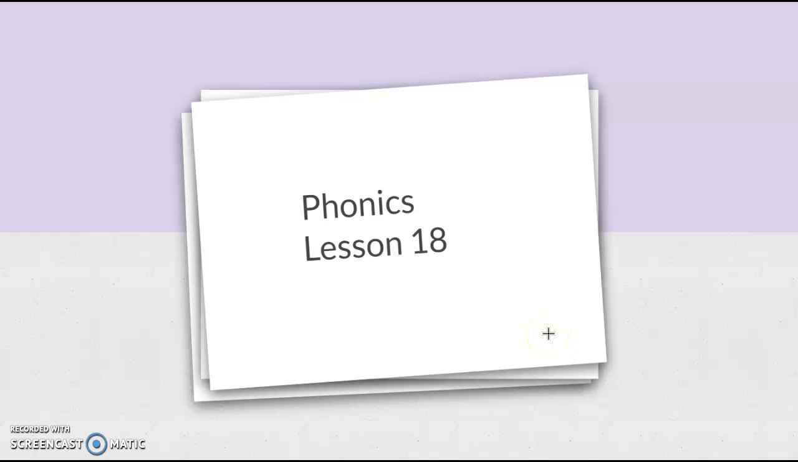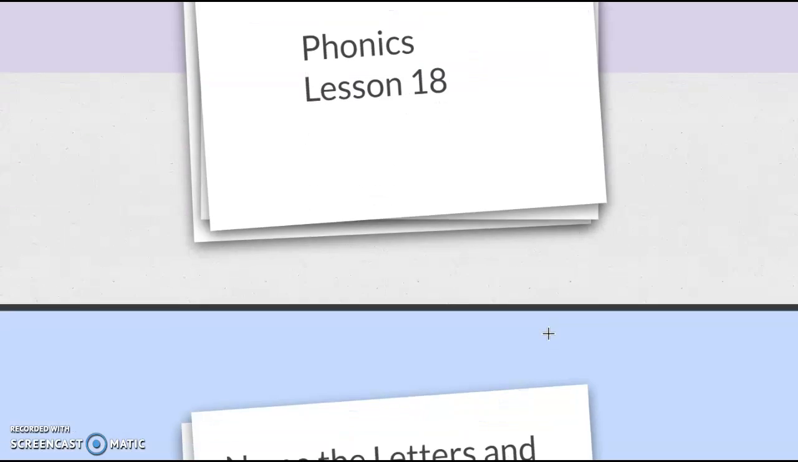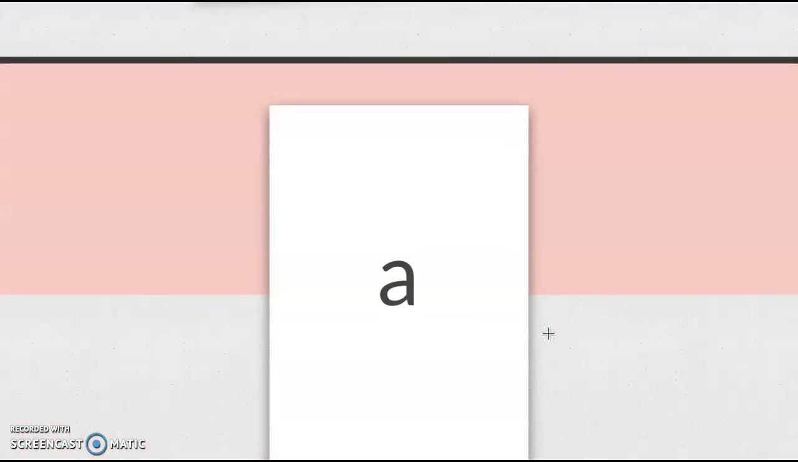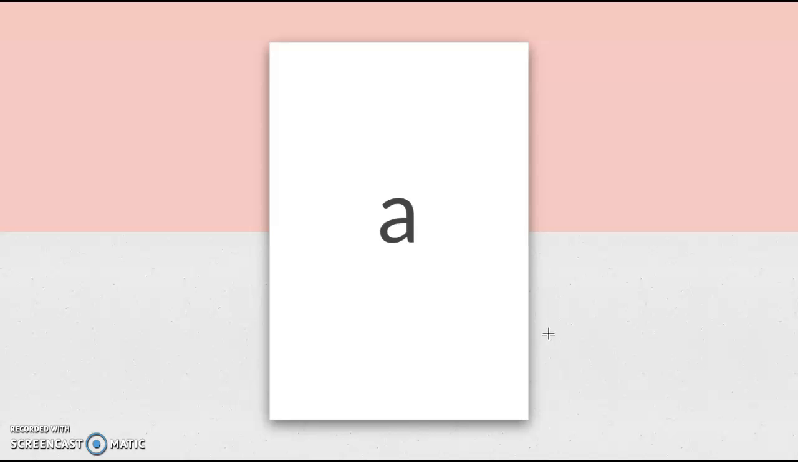Phonics Lesson 18. In Phonics Lesson 18, we will be reviewing the letters A, I, F, P, S, and T. We are going to name the letters and their common sounds. Letter A makes the A sound. Can you make the A sound with me? A. Now remember, if you're nonverbal, you can say the word and try your best by saying it in your mind.